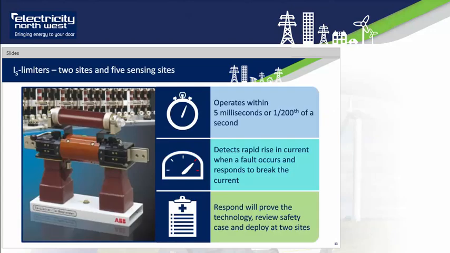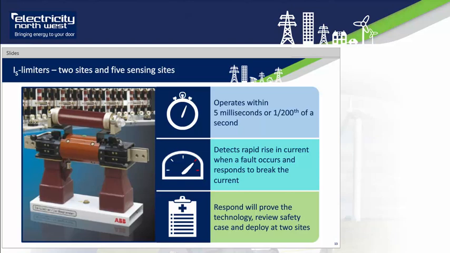Next, the IS limiter is our second technique, a current limiting fuse. We have 2 sites with full installations. We have 5 sites with IS sensing units. Our standard equipment will normally identify a fault and respond to it within a couple of hundred milliseconds. This may seem fast, but the fault current will have already peaked within this time frame. An IS limiter will operate within 5 milliseconds, before the fault current reaches its peak.